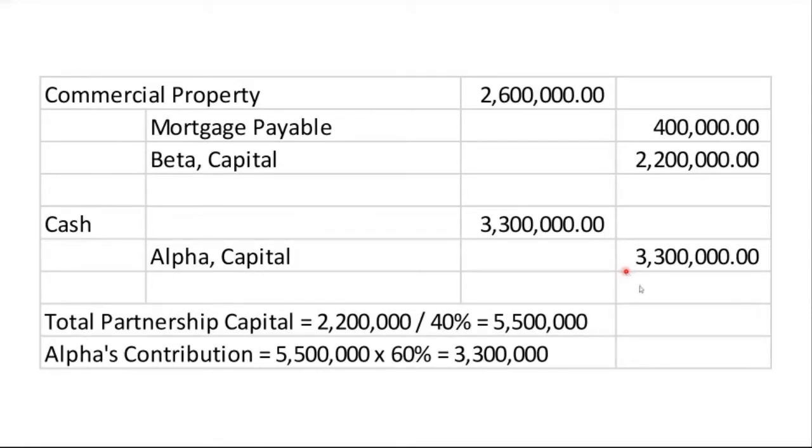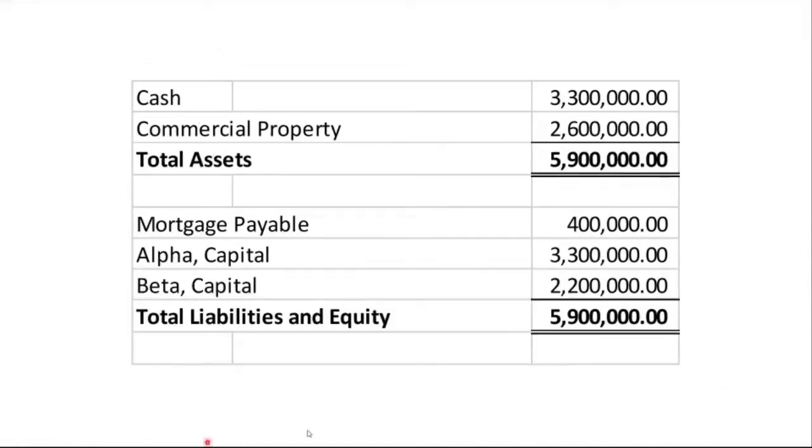Next thing that you're going to do after that is prepare the basic balance sheet para makuha natin kung balance. So ito yung cash at saka yung commercial property. This will be the total assets. Dapat balance siya doon sa total liabilities and equity. So that's going to be mortgage payable, Alpha capital, and Beta capital. So no problem tayo dyan. Hopefully you all got this problem. Let's proceed with the next scenario.